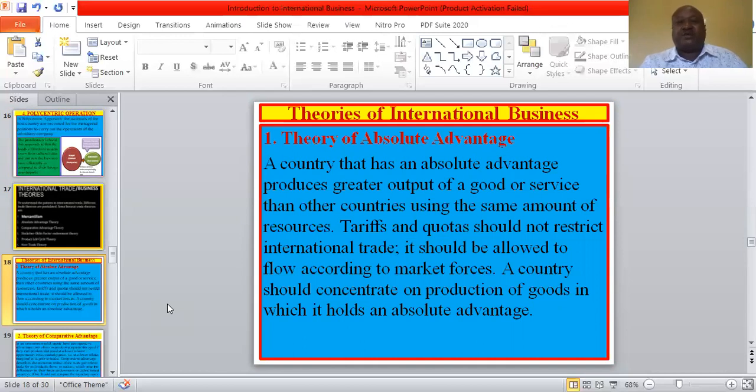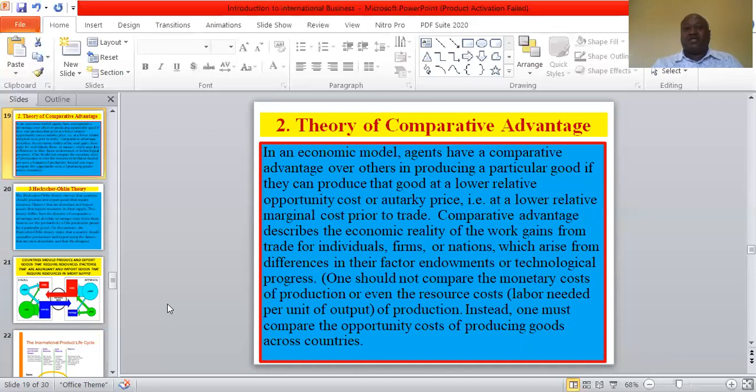We said one is the theory of absolute advantage, where a country that has an absolute advantage produces greater output of a good or service than other countries using the same amount of resources. There are tariffs and quotas, but they should not restrict international trade. It should be allowed to flow according to the market forces. A country should concentrate on production of goods in which it holds an absolute advantage.